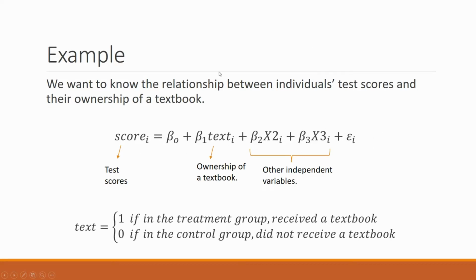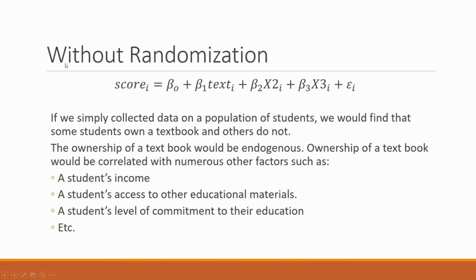This is our model. This is what we want to study. Here's our research question: how do textbooks affect students' test scores? We really want to know what beta 1 is, so we want to get an unbiased estimate of beta 1. In that context, let's think about this when textbooks are not randomly assigned, and then when they are randomly assigned. Hopefully that will make this more clear. First, let's think about it without randomization.